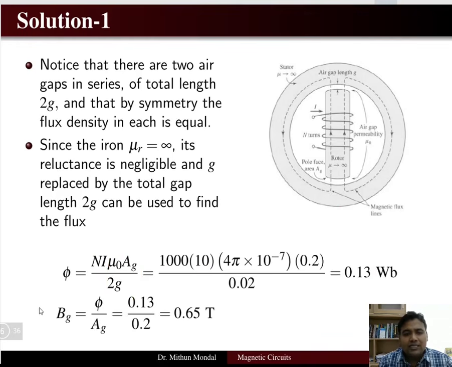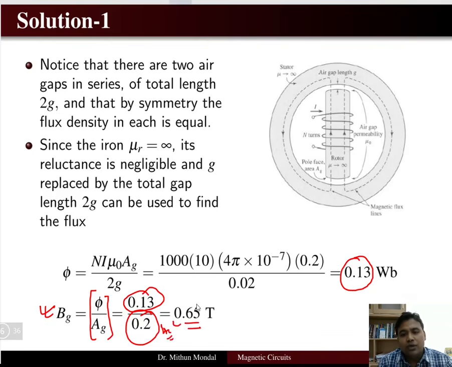Now flux density can be easily calculated as flux per unit area. So flux you have already calculated as 0.13. So 0.13 divided by the area of the air gap. So if you see the area of the air gap is given in centimeter square, convert that into meter square, then you will get 0.65 Tesla. So in this problem you have to find the flux and the flux density.